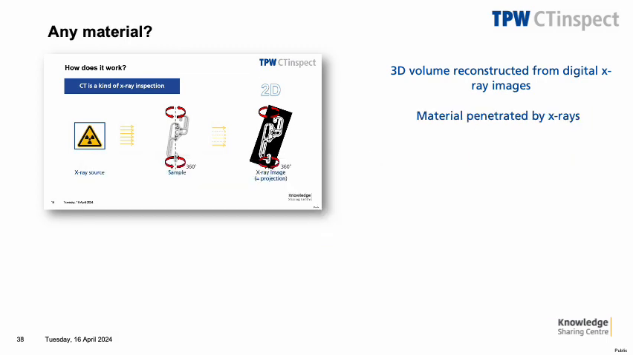The second question I would like to focus on is on the applicability of CT to any material. Again, keep in mind what CT is. A 3D volume is reconstructed from X-ray image data, and to produce the X-ray images, the X-ray radiation has to penetrate the material. Some of the radiation is absorbed, while the remaining radiation is captured and results in the X-ray image. If all radiation would be absorbed by the part, we would not see much in the X-ray image because then no X-rays were captured by the detector.